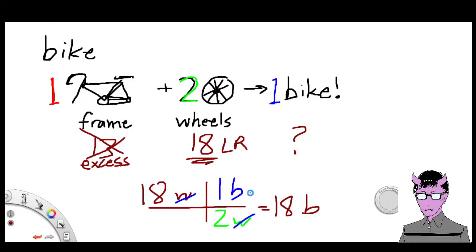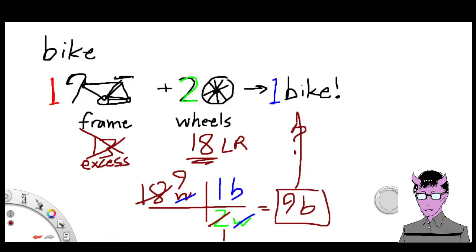I forgot to divide by 2 again. Oh my goodness. Divide by 2. Divide by 2. Always simplify before you multiply. So 9 bikes. So that's it. That's the answer. You can generate 9 bikes. Okay? All right.